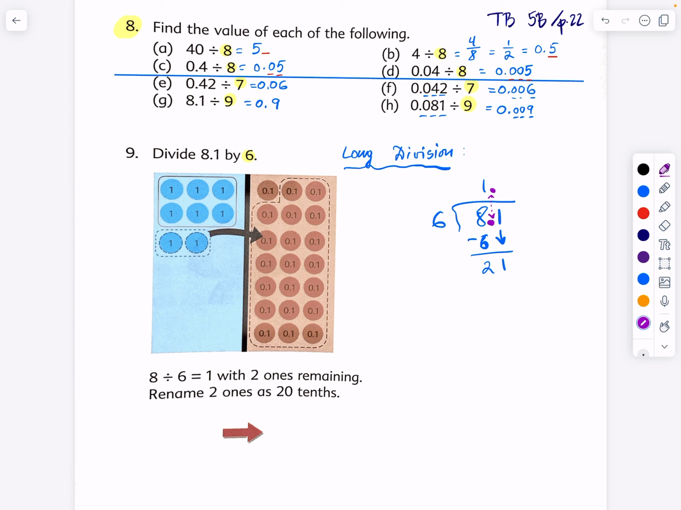6 goes into 21 three times. 6 times 3 is 18. Remainder is 3. Are we done? No. In 5th grade, we are not looking at remainders anymore. We're going to divide by adding trailing zeros. Now, does 6 go into 30? Yes. How many times? 5 times. 6 times 5 is 30. And of course, the remainder is 0. My friends, notice how we divided 8.1 by 6, and we have the quotient of 1.35.